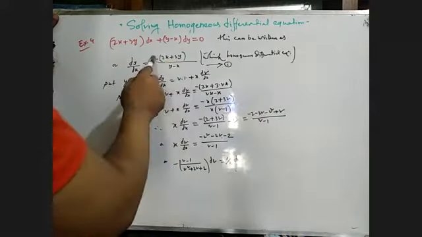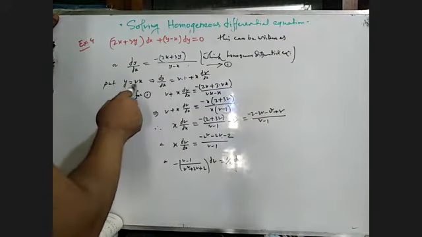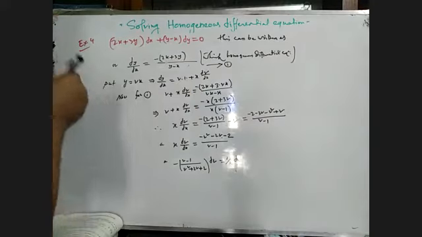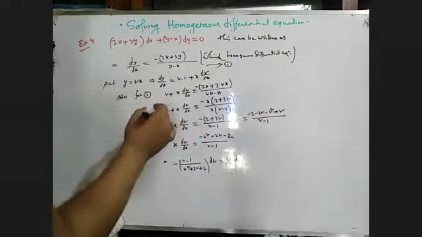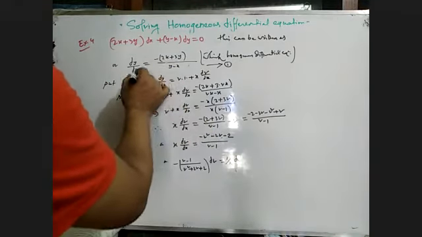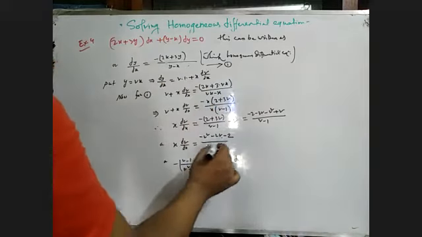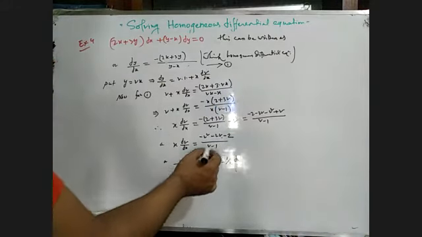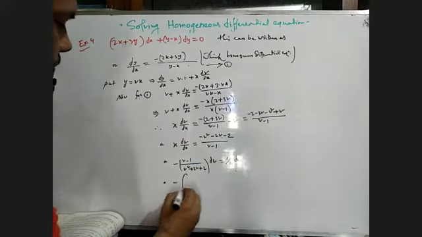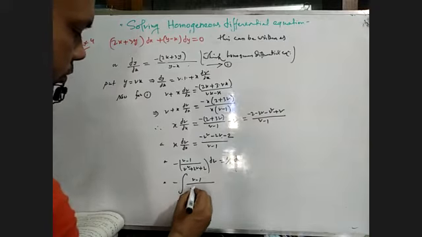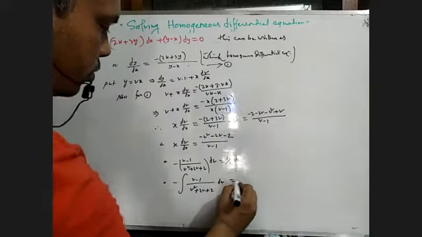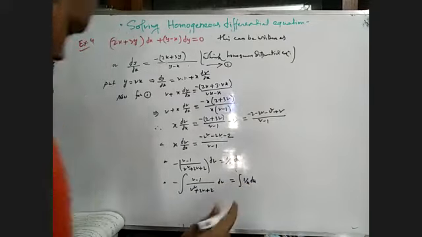So this can be written as dy/dx equals to, now substituting y equals bx, dy/dx equals b plus x db/dx. Just putting y equals bx here, we get this. Now the variables are separable, just by cross multiplication you can write, and now integrating on both sides, we get this one.